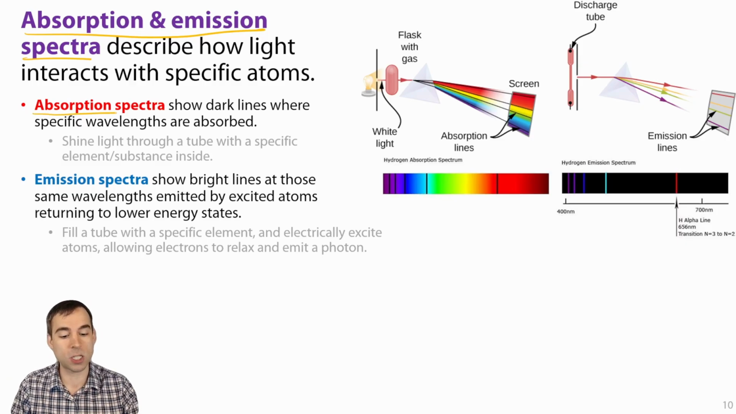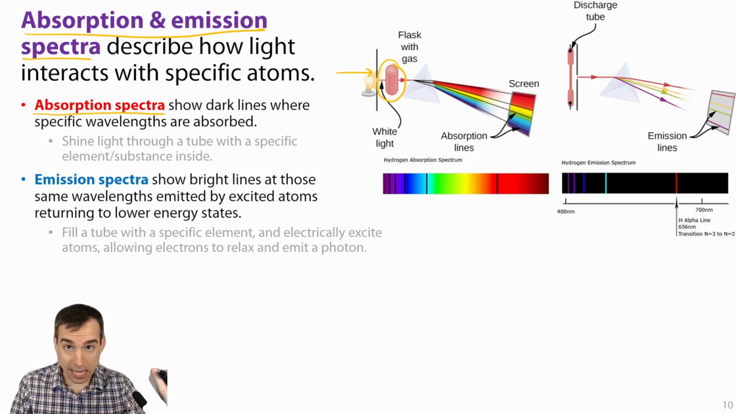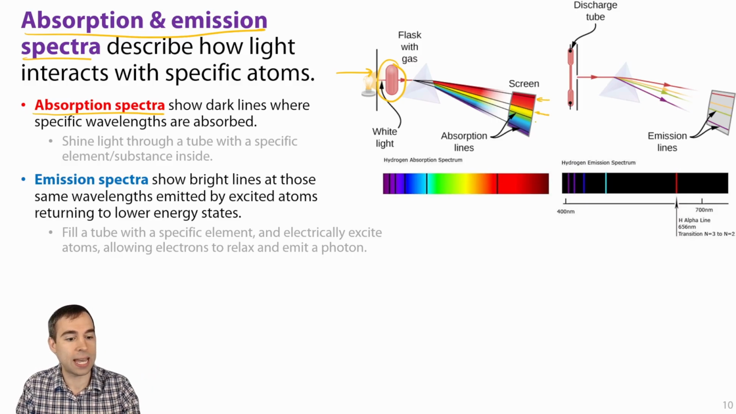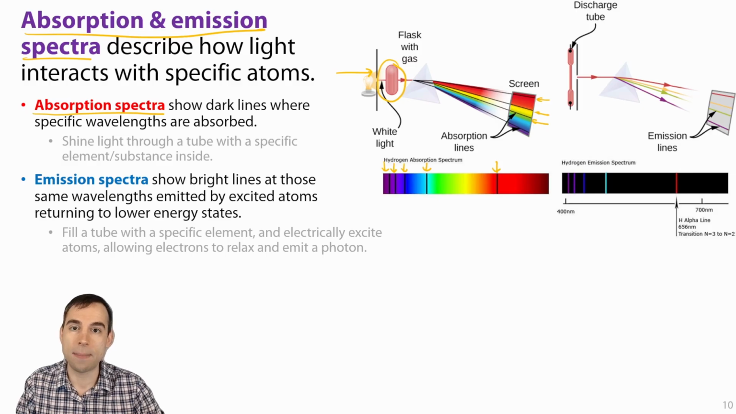So absorption spectra show dark lines on a projection screen. When we send light through some type of gaseous material, the light at certain wavelengths will be absorbed, not making it through that material. And everywhere where we see a dark spot would indicate some energy level that was exactly correlated to the energy differences within the atomic structure of that material.